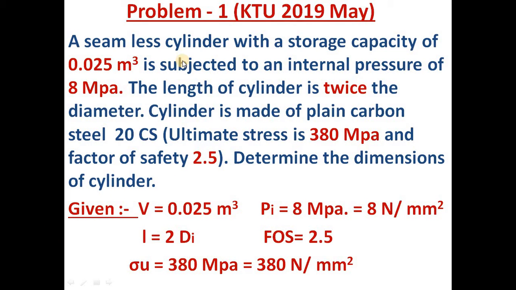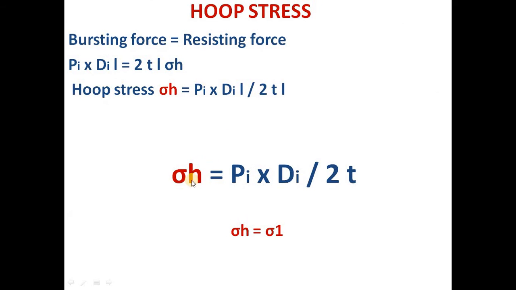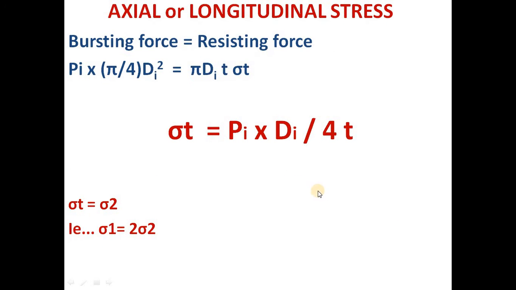Let us start the problems in the chapter of thin cylinders. Before entering the problems, you have to understand these two formulas, which should be kept in mind. They are sigma h, the hoop stress, equals Pi into Di divided by 2T. Then sigma T equals Pi into Di divided by 4T. These two formulas should be kept in mind.